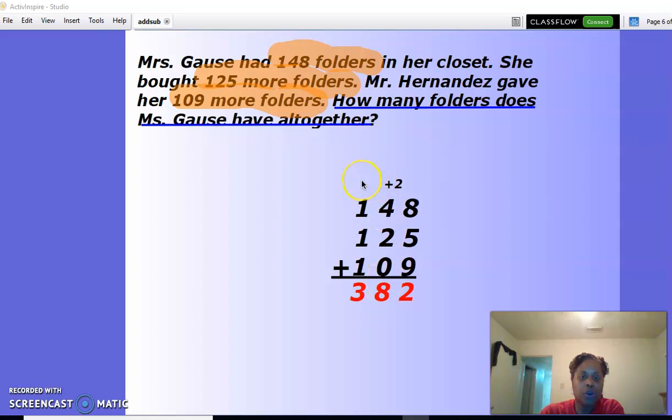We're going to move over to the hundreds place value position, and we're going to add 1 plus 1 plus 1, which is equal to 3. And our answer is equal to 382.